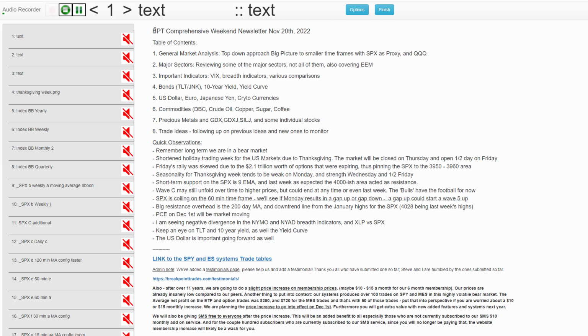Hello everyone, Matthew Frailey with BreakpointTrades.com. This is a comprehensive weekend newsletter for Sunday, November 20th, 2022. I hope everyone's had a nice weekend so far. It's Sunday evening. These weekend newsletters tend to be quite comprehensive. You can see we have 8 major sections. Usually these weekend newsletters take about 50 minutes or so.